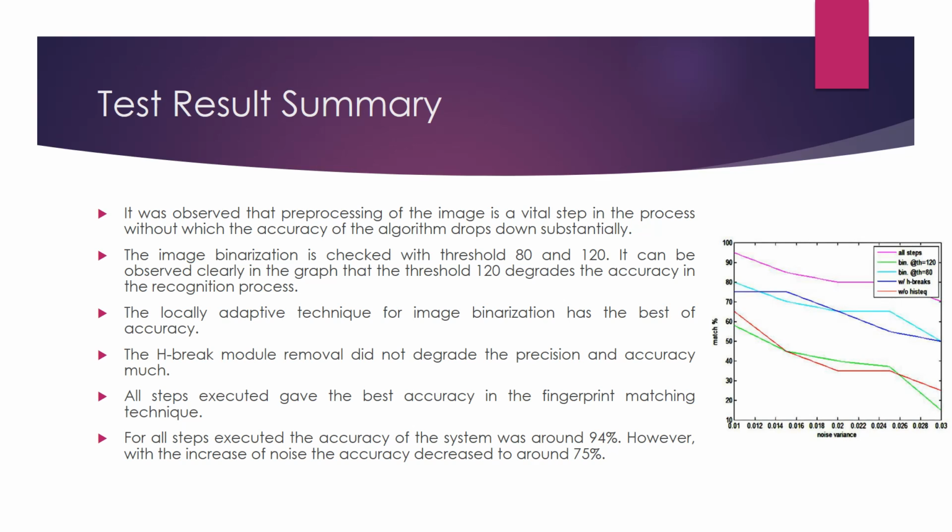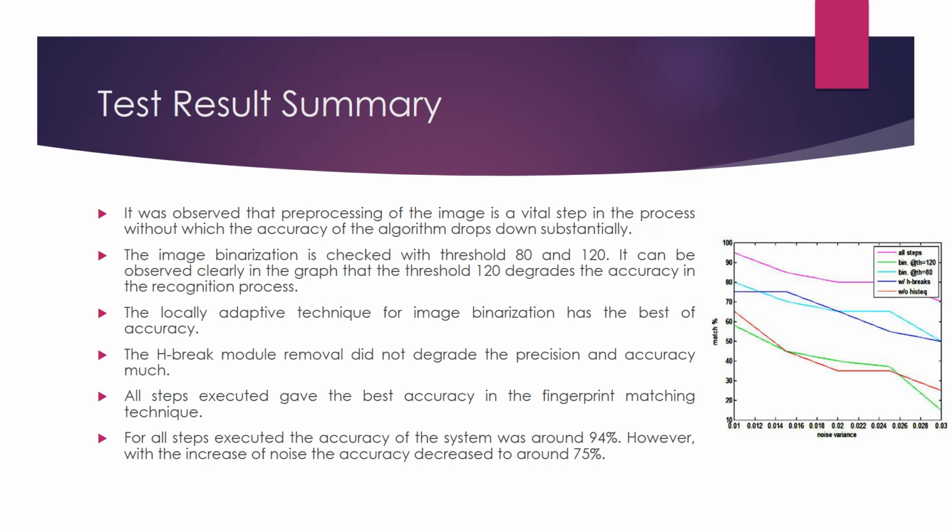Then the green line here is for threshold 120, and it clearly shows that this too degrades the accuracy. The line in blue, where threshold is 80, is having better accuracy. The locally adaptive technique for image binarization has the best accuracy, and it is actually used in the pink line, the pink graph there, wherein all the steps of the fingerprint matching have been included.